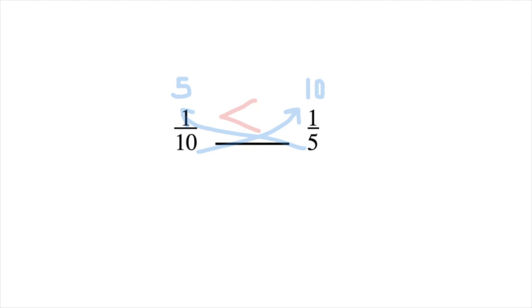So if you think about it as a pizza pie that's split into 10 slices versus a pizza pie that's split into 5 slices, you're going to get a bigger slice when you have a smaller denominator. So 1/5 is greater than 1/10. 1/10 is less than 1/5.